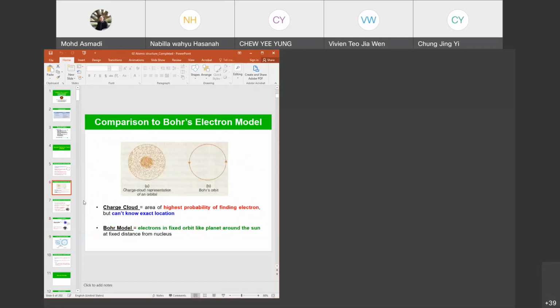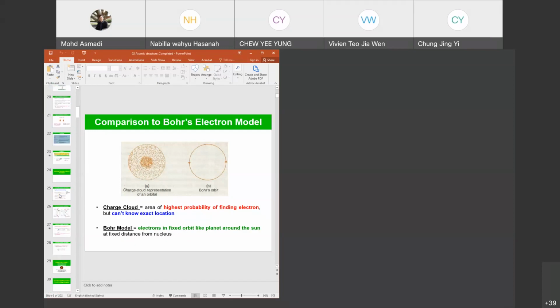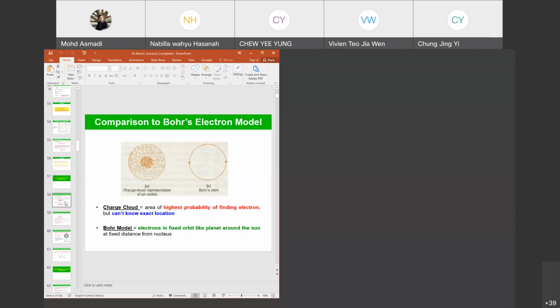So we say that in the Bohr model the electron is in a fixed orbit like a planet around the sun, at a fixed distance from the nucleus. Actually, that is not correct. This is the Bohr model, and the right one is a charge cloud representing an orbital. That's why we use the Bohr model, it is the first theory. We can see the example of the amplitude for the electrons here.